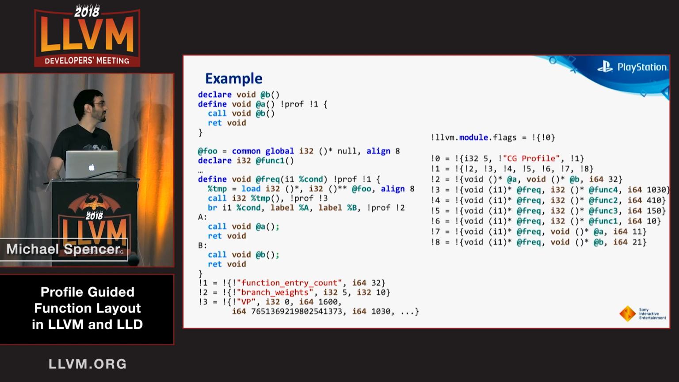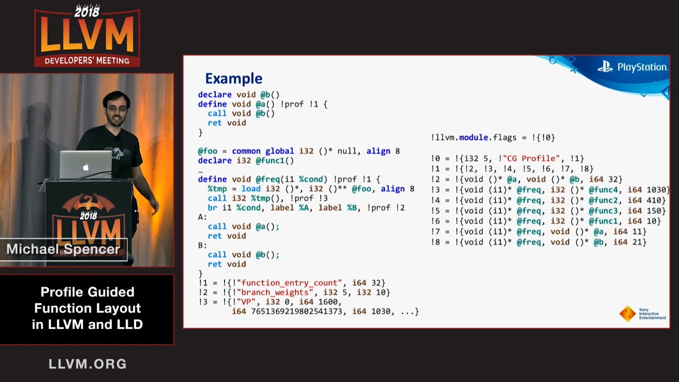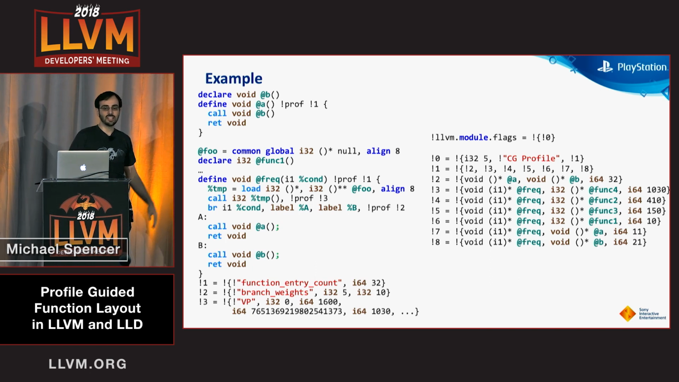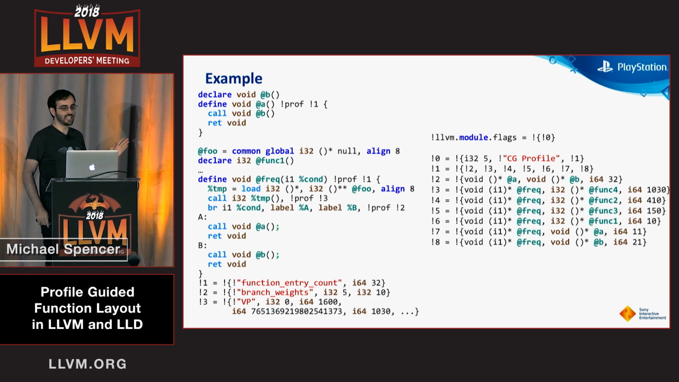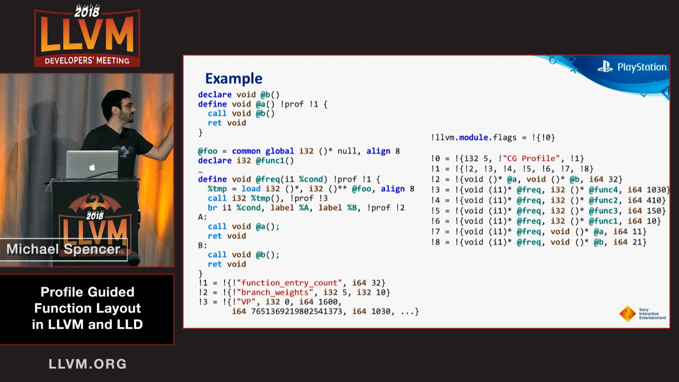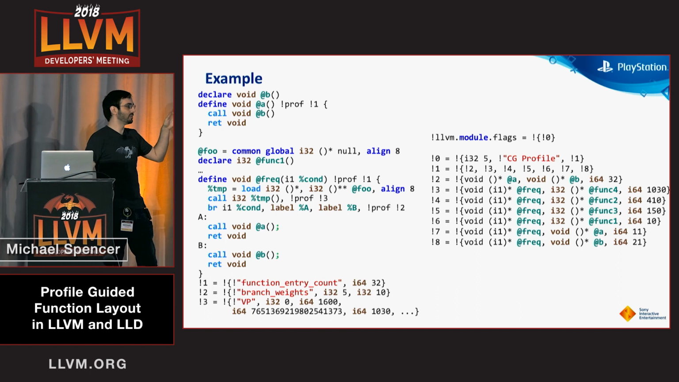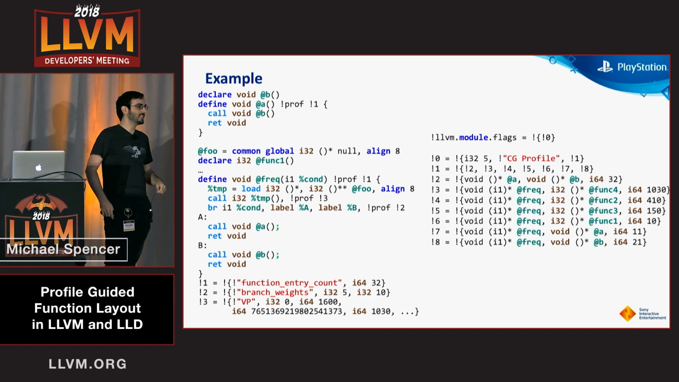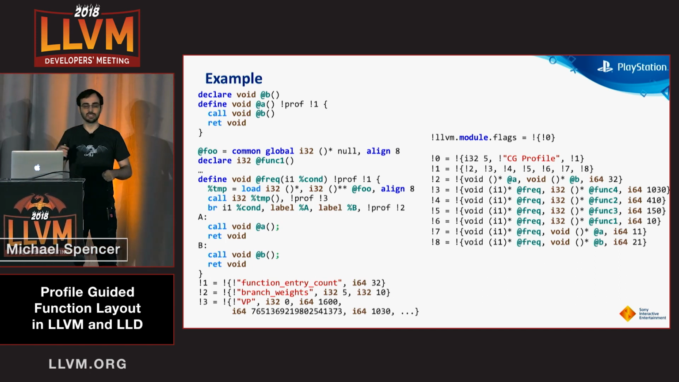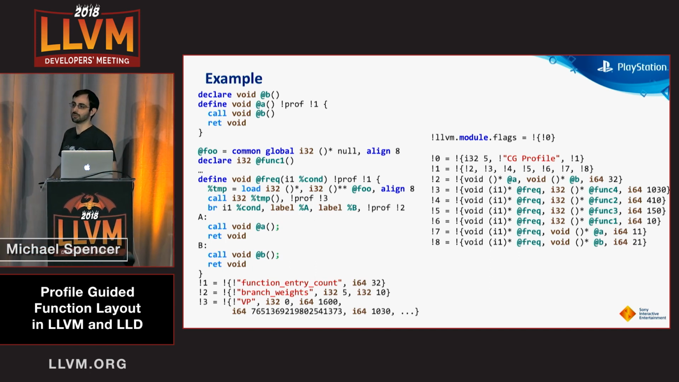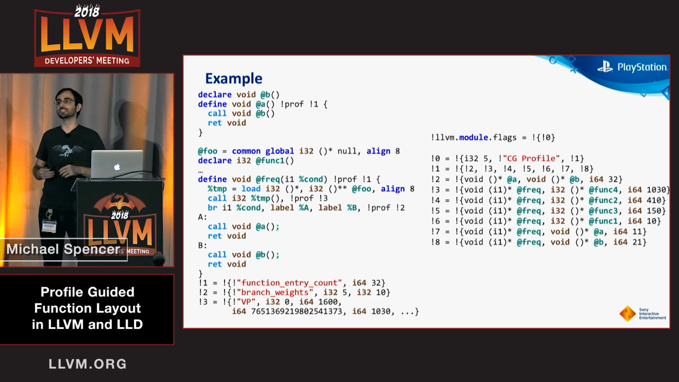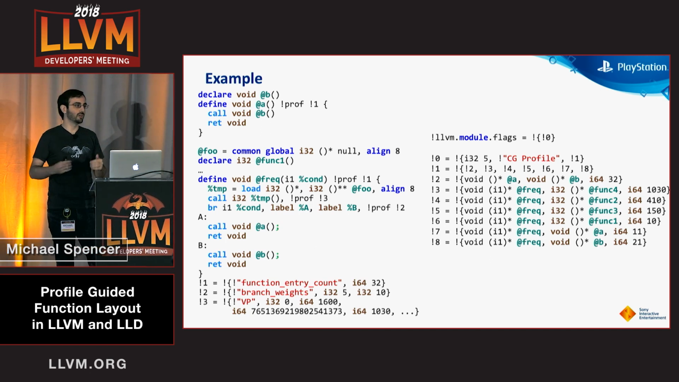And from this, we generate the following. This is LLVM module flags metadata. And this is a list of triples, which just say function A calls function B 32 times, and the rest. And these numbers do end up being absolute numbers if your profile is exact. But it's not required that these are precise absolute numbers. It's just the relative numbers compared to everything else that is really important, and that accurately represents how your program executes.